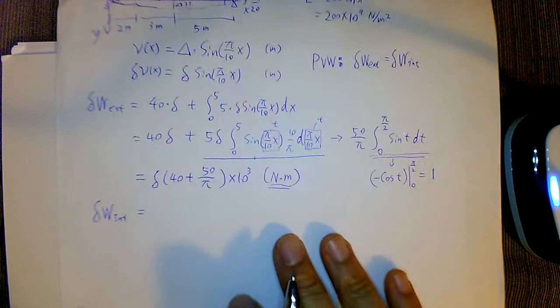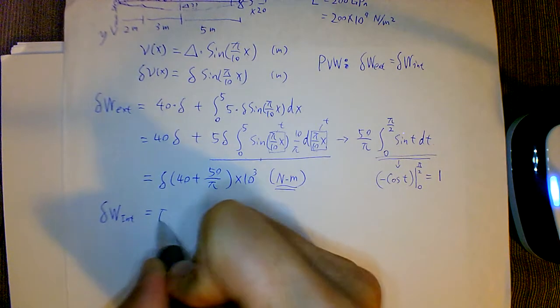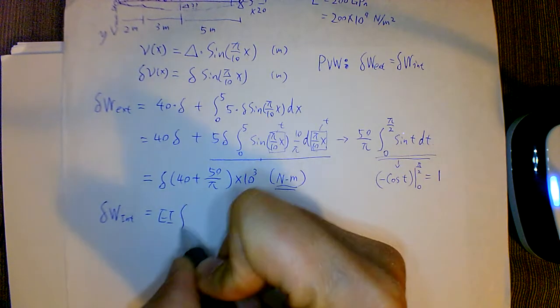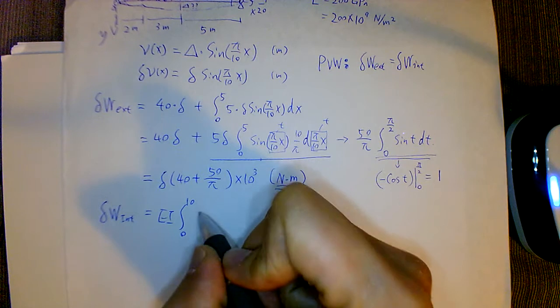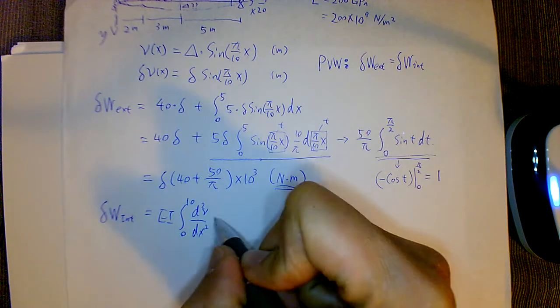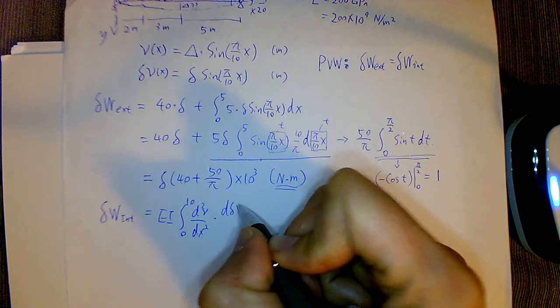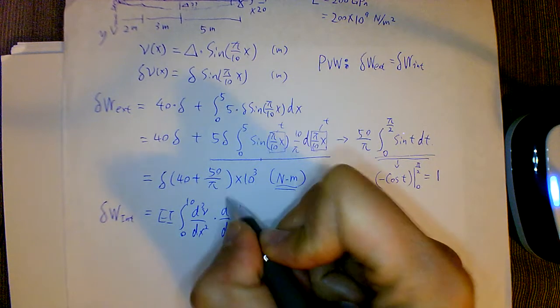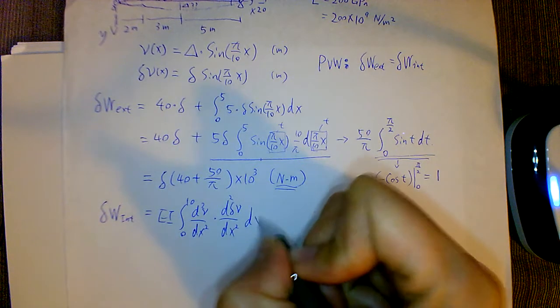To do it, the formula for the beam is the integral from 0 to 10 of EI times the second derivative of v, d squared v over dx squared, times the second derivative of the virtual v, d squared delta v over dx squared, and then dx. Okay.